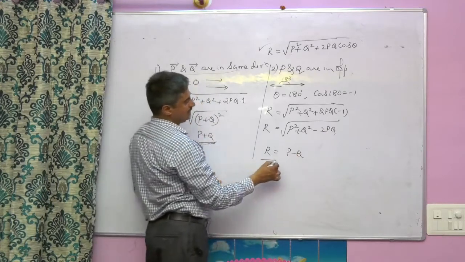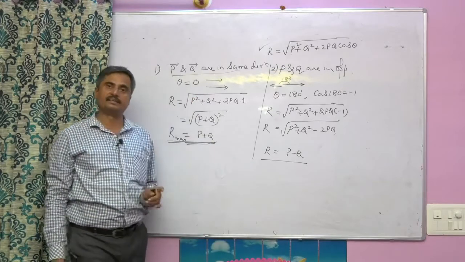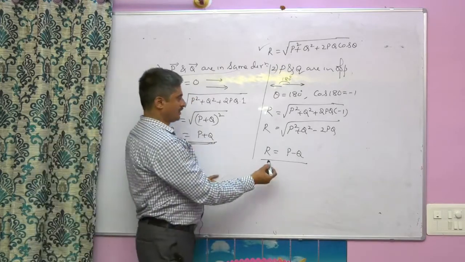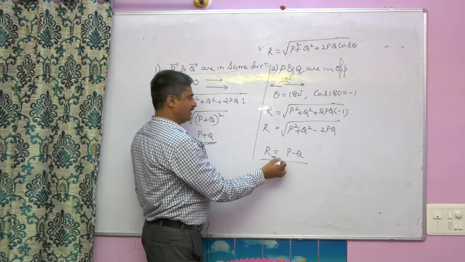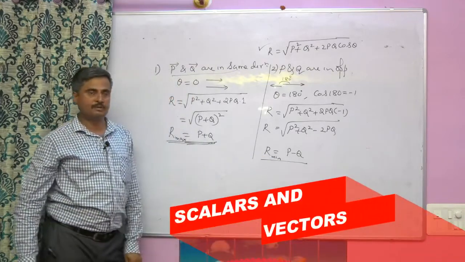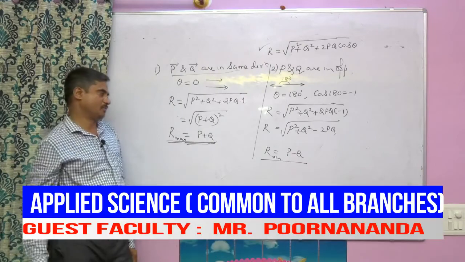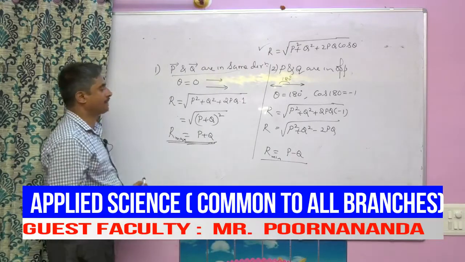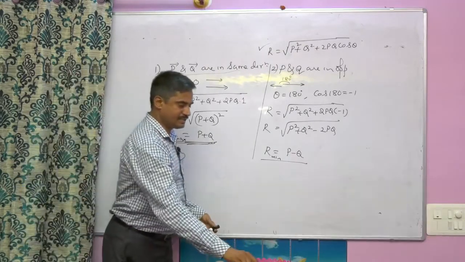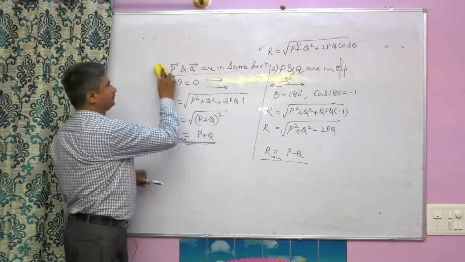So this is the minimum possible resultant. It cannot be less than this. Therefore, what can I write? I can write R minimum. R minimum is P minus Q. R maximum is P plus Q. Okay, now let's take the next case.